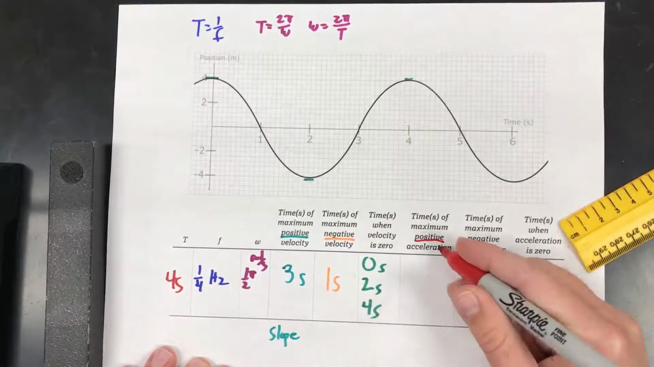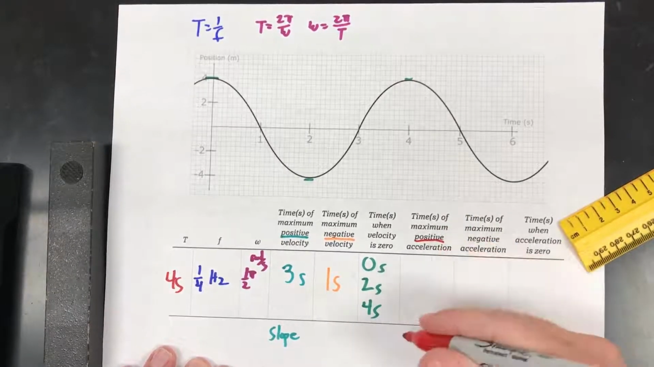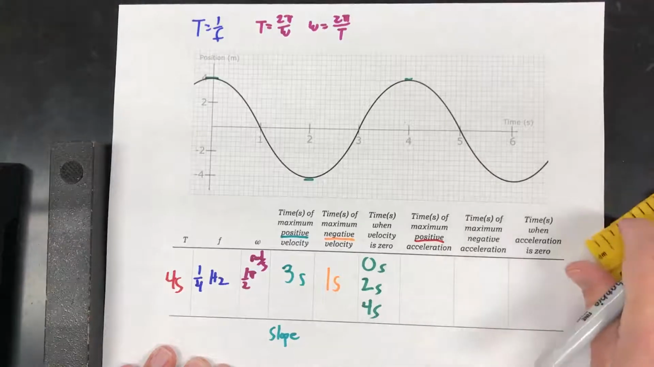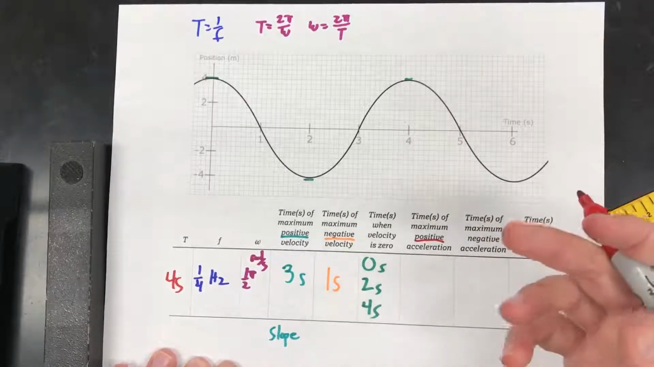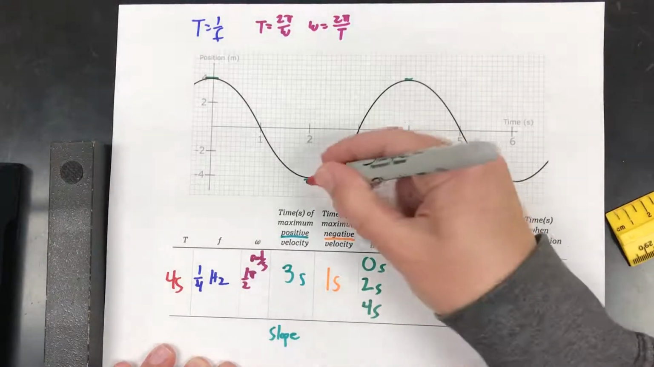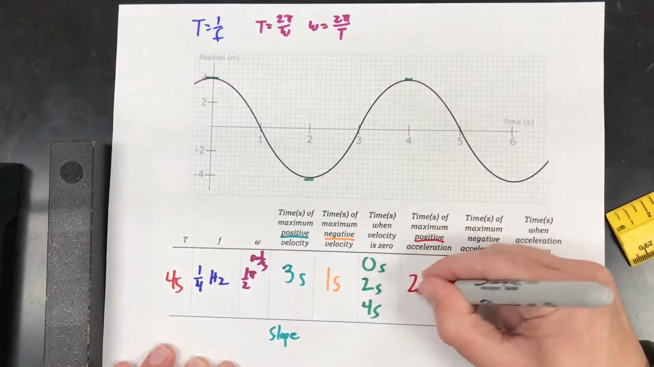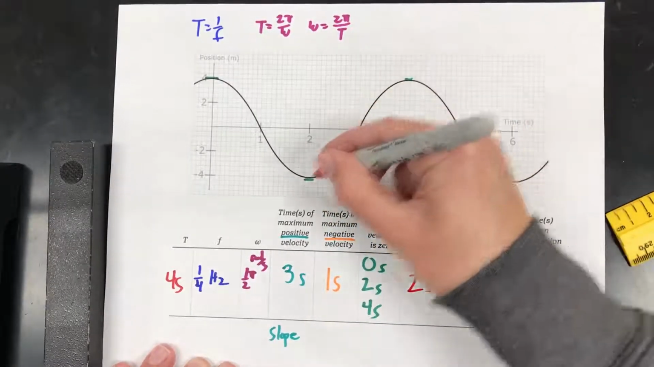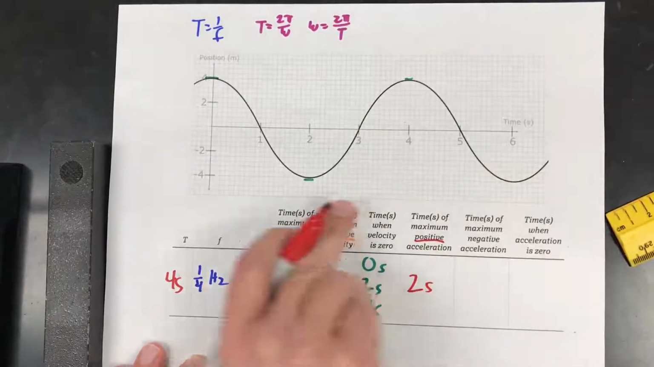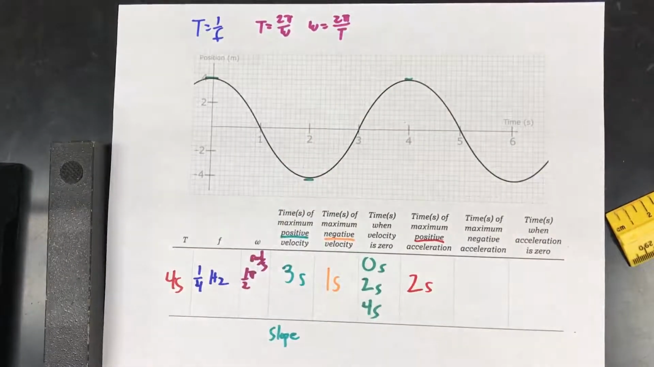Now, they say, when do we get the maximum positive acceleration? Well, you can think of this as the rate of change of the slope, a second derivative if you've had calculus there. Where is the slope changing the fastest? Towards the positive direction. And right here at 2 seconds, it is changing its slope at the greatest rate there, towards the positive direction of a slope.